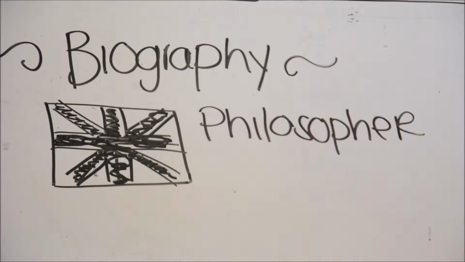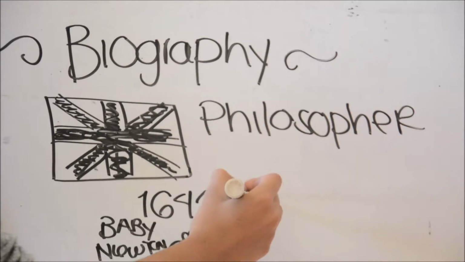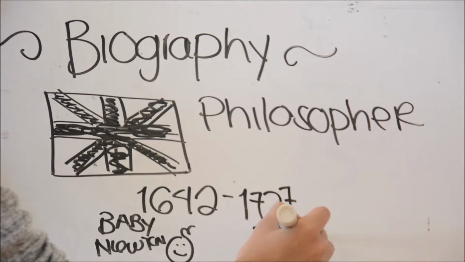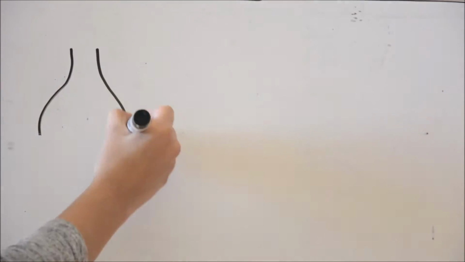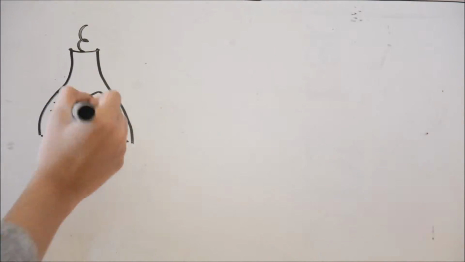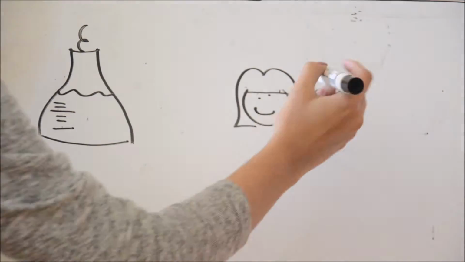Isaac Newton was an English philosopher. He was born on December 25, 1642 in Walthamstow, England, and he died on March 20, 1727. Newton's work combined the contributions of Copernicus, Kepler, Galileo, and Descartes into a new and powerful synthesis.